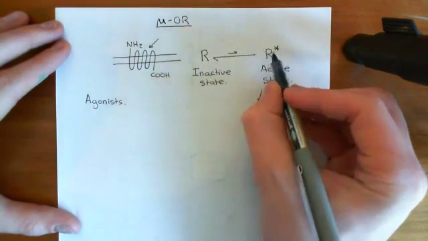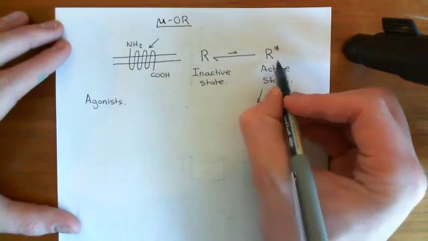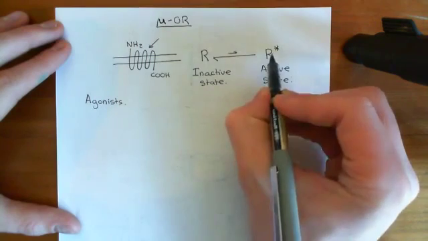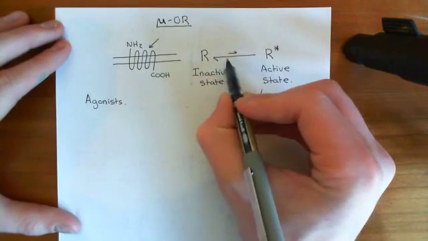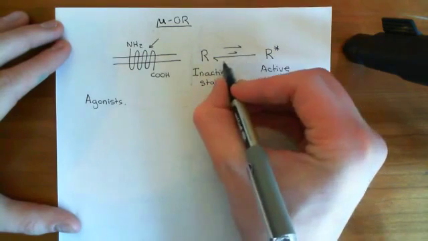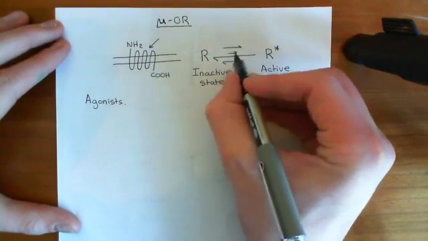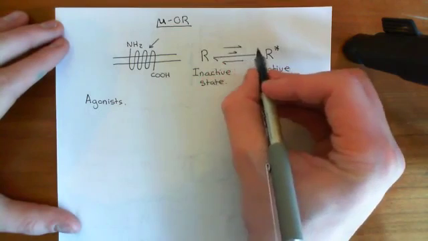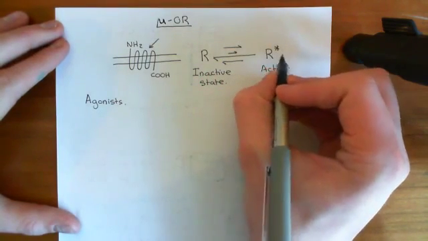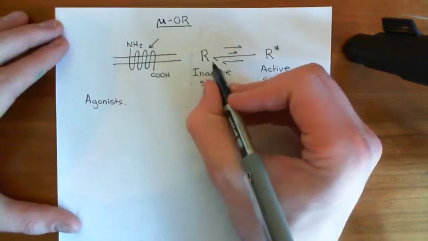But if we bind this drug, it will potentially speed up the forward reaction and moreover slow down the backwards reaction. So it might bump up the forward reaction and bump down the backwards reaction. Now more inactive state receptors are going to go into the active state, and some of them will stay there now rather than just instantly going back.